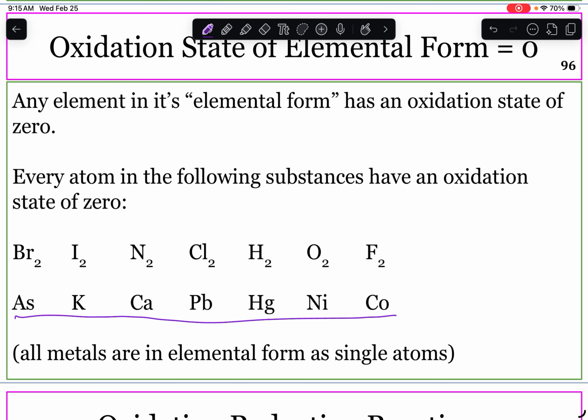It is metallic. It's not in an ionic compound. It's not dissolved in water. It's not in a molecule. It's just by itself. This is what a solid hunk of lead would look like on the molecular symbol. It's just lead, Pb. So all of these oxidation states would be 0.